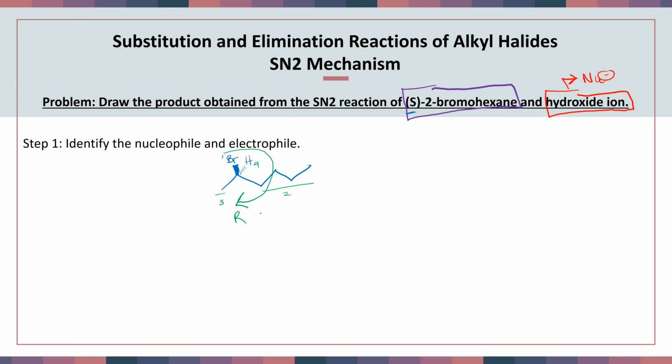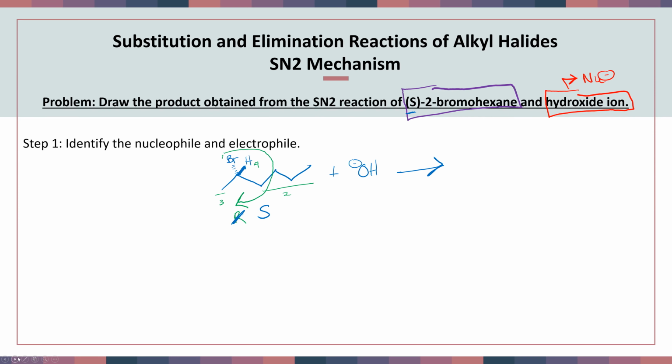configuration. So if this is R, in order to make this S, we need to have the bromine facing away from us. So let's go ahead and do that. Let's change this up really quickly. We have our bromine facing away from us. And then we have our hydrogen facing towards us. So now we have the S conformer. The second reactant is hydroxide.